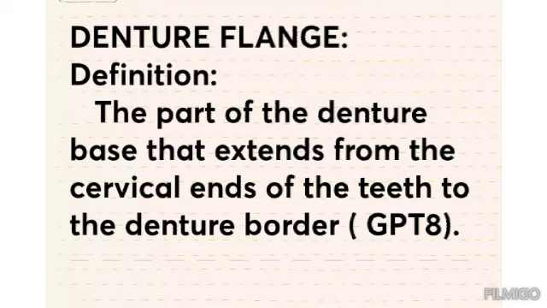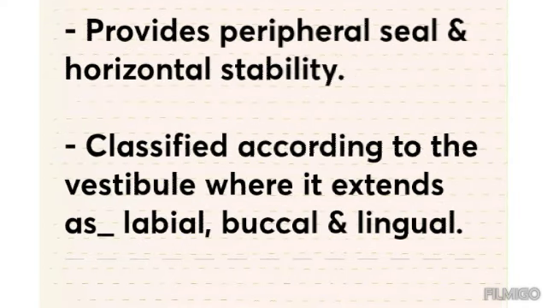The next component of CD is the denture flange. The definition of denture flange is the part of the denture base that extends from the cervical end of the teeth to the denture border. This portion is called the denture flange. It provides a peripheral seal and horizontal stability.